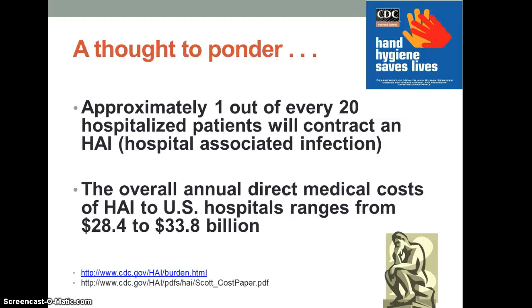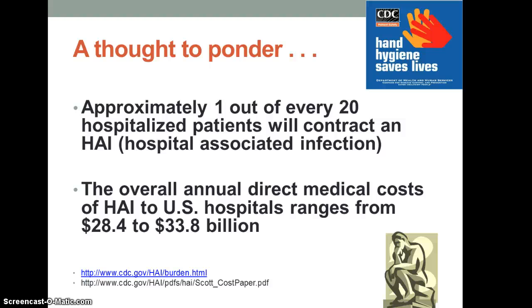And when it comes to safety, approximately 1 out of every 20 hospitalized patients will contract a HAI, which is considered a hospital-associated infection. And this also considers long-term care. It also includes rehab. So these are places that you are going to be practicing this semester. And what happens is that if folks get an infection while they're in our care, their stay is longer, their complications are higher, and it costs more money. And it costs us up to $33.8 billion a year.